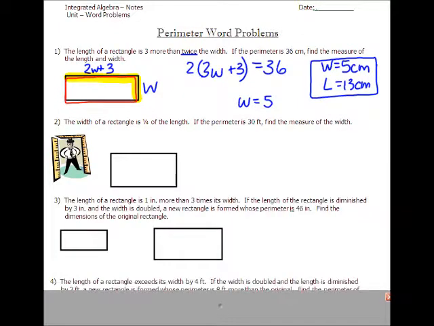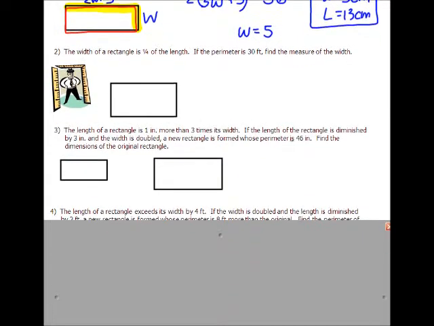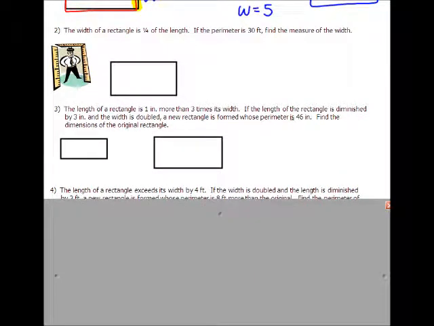These are more like what you're going to see this year, okay? With the old and the new and all kinds of variations thereof. So the length of a rectangle is 1 inch more than 3 times the width. So in my first rectangle, the length is 1 inch more than 3 times the width. The width I know nothing about. The length I know is 1 more than 3 times the width.